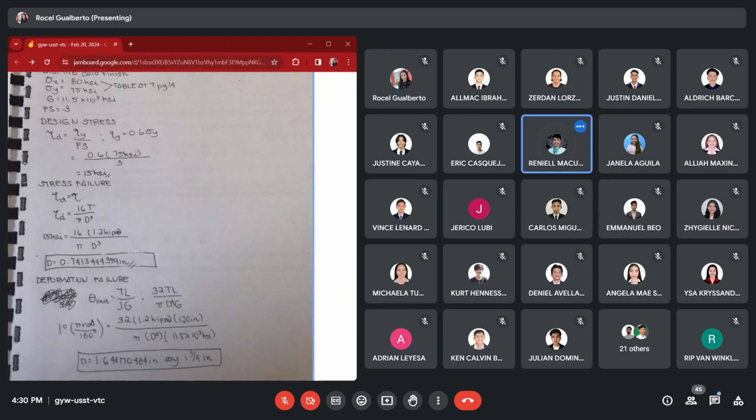Then sa deformation value naman po ay yung pong limit equals to TL over JG, na equals to 32 TL over pi D to the 4 G po. Then isasubstitute lang po yung mga value na 0.017 radians is equal to 32 times 1.2 kip-inches times 120 inches over pi times D to the 4 times 11.5 times 10 raised to 3 KSI. Then ang magiging sagot po niya ay 1.644170484 inches, say 1 3/4 po sa inches po.